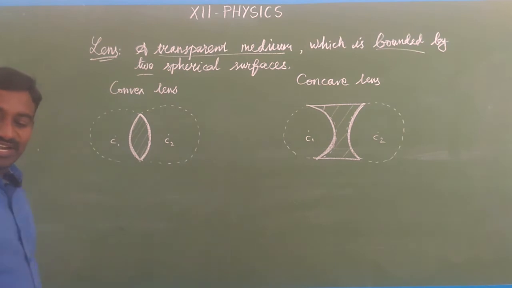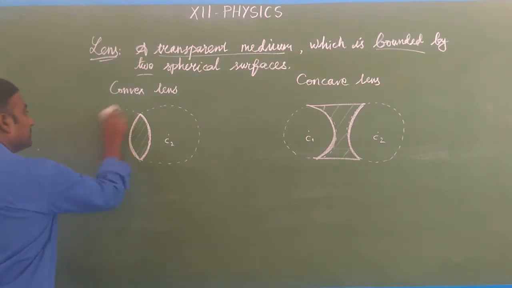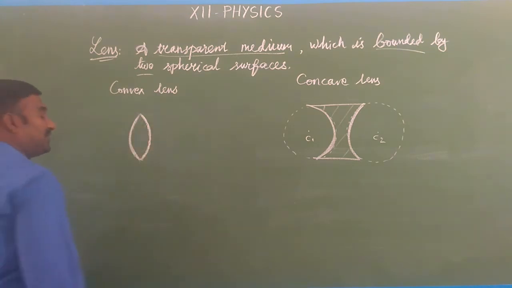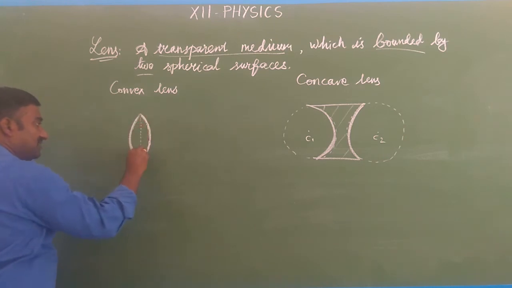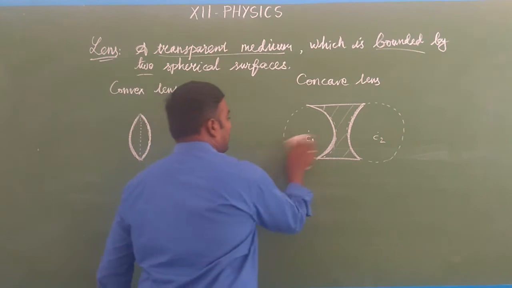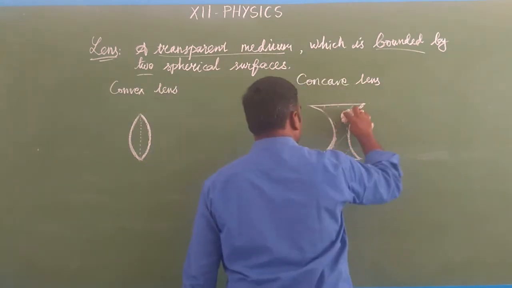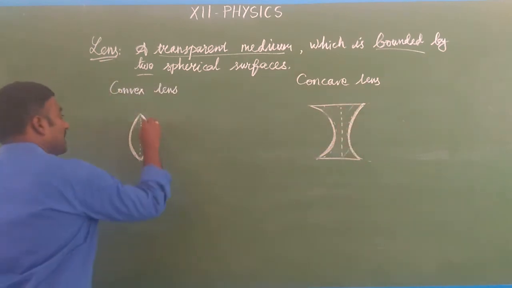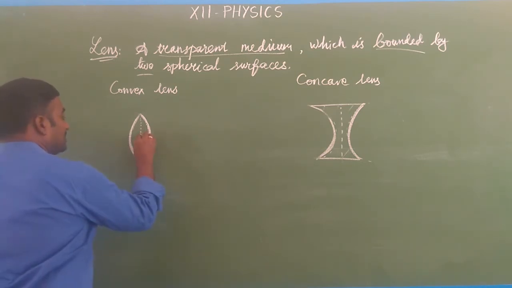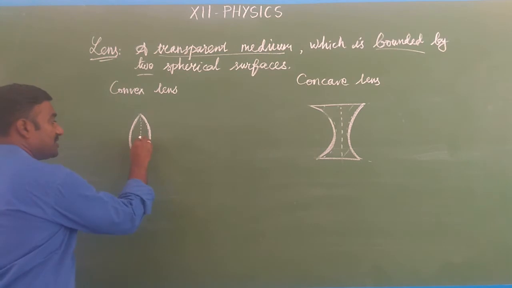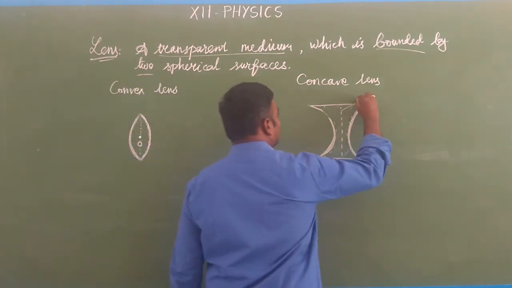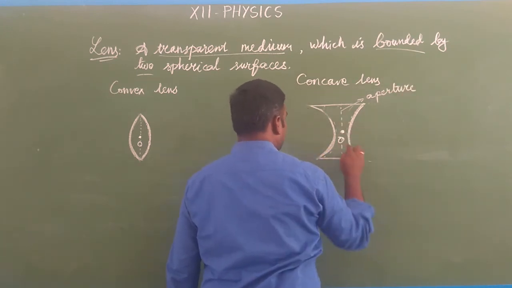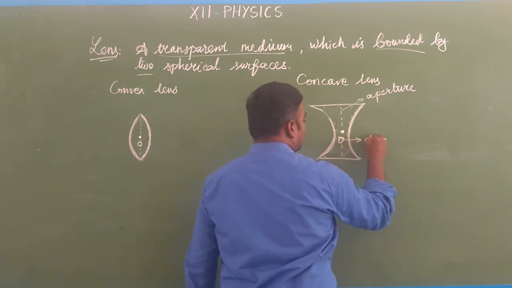The next term related to the spherical lens is aperture. What is an aperture? The effective diameter of the spherical lens is called the aperture. The center of the aperture is called the optic center, which is denoted by the letter O. What is the O? It stands for optic center.